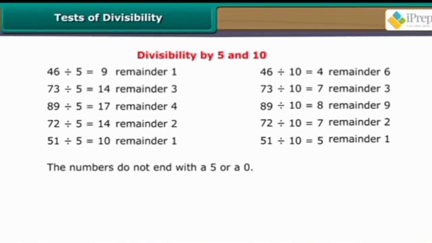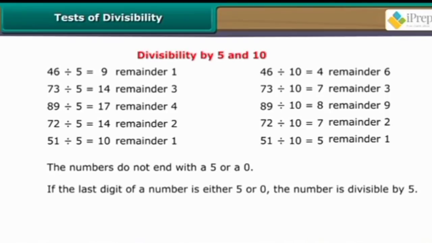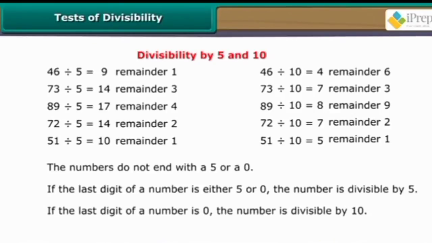Therefore, we can say that if the last digit of a number is either 5 or 0, the number is divisible by 5. If the last digit of a number is 0, the number is divisible by 10.